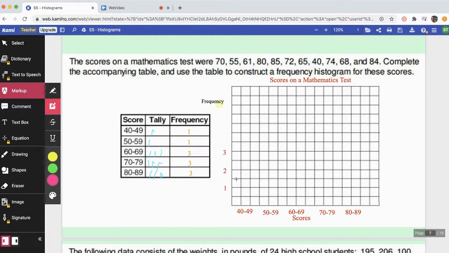So 40 to 49 only had a frequency of 1. So I only go to 1. 50 to 59 only has 1. 60 to 69 has 3. So I'm going to go all the way up here to 3. And then 70 to 79 has 3.